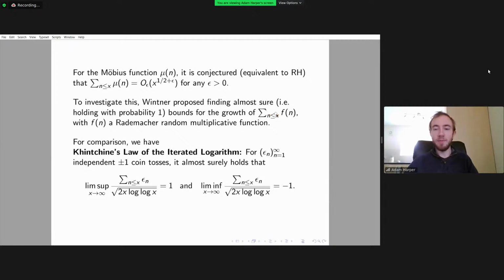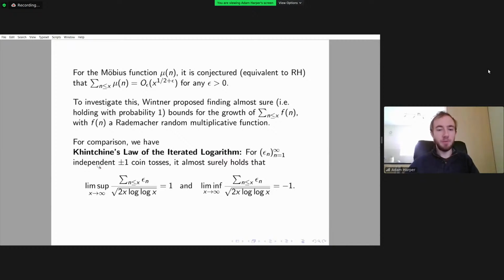And since this is a random sum, we have to think about what kind of bounds we might get. What Winkner specifically wanted was bounds that hold with probability 1, which are called almost sure bounds. So we wanted to know with probability 1, how big would these sums be? And the thing he had in mind, and that he mentions specifically in his paper, is this very nice classical probabilistic result, the law of the iterated logarithm.